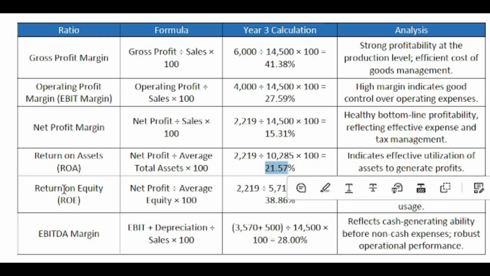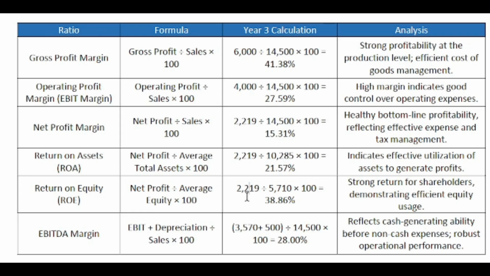And the return on equity works in a similar way. You have to average the current balance sheet value with the previous balance sheet value to get the average equity. In a similar way you can calculate the equity here. That is 2,290 divided by 5,710 into 100. That means 38.8%.